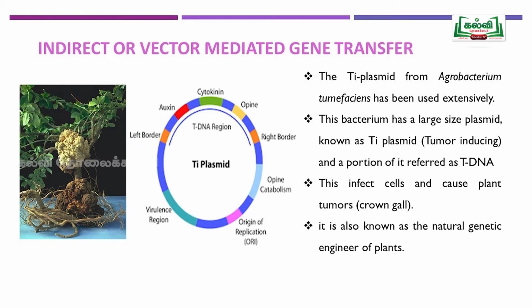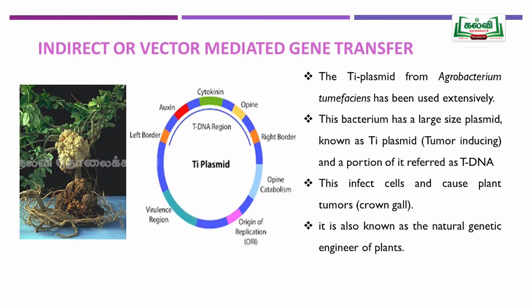Next, the indirect or vector-mediated gene transfer method. In the indirect method, we have to use certain vectors. In the textbook, it is given that the Ti plasmid is a vector, mainly used for the indirect method of gene transfer. Before discussing the Ti plasmid, we have to discuss where we obtain it from. The Ti plasmid is mainly isolated from Agrobacterium tumefaciens.